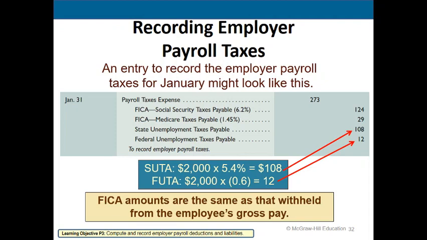And so 2,000 times 0.054 is $108, and 2,000 times 0.006 is $12. So the sum of all these numbers in the credit column equals payroll taxes expense of $273.